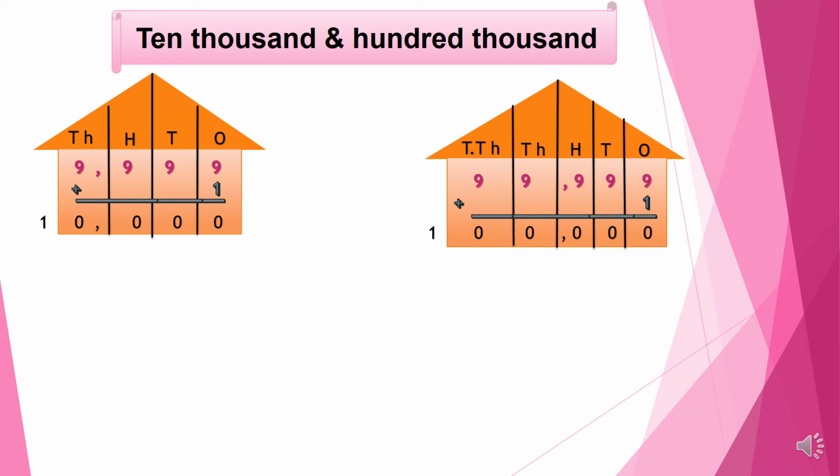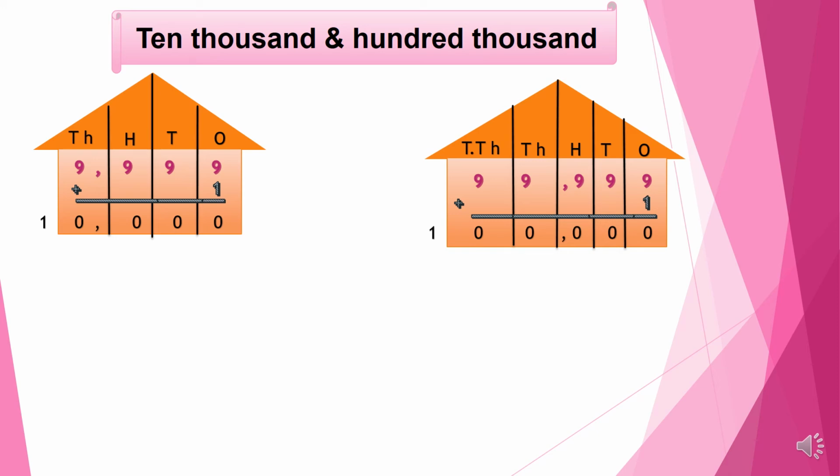The greatest 5-digit number, we said before, we will put 9s in our rooms. So let's read this number. 99,999. We will read the thousand family first. 99,999.